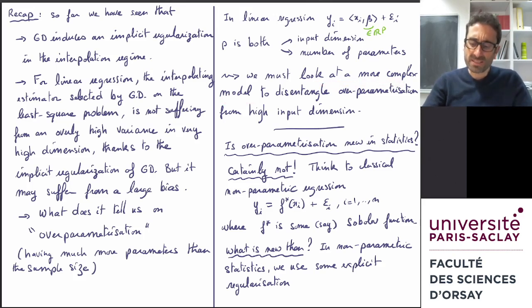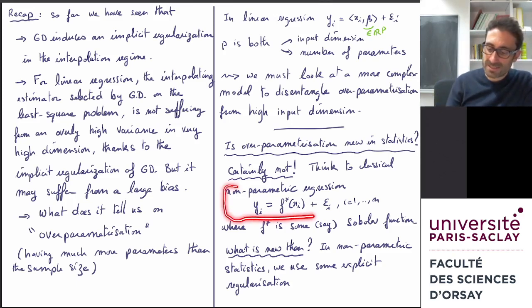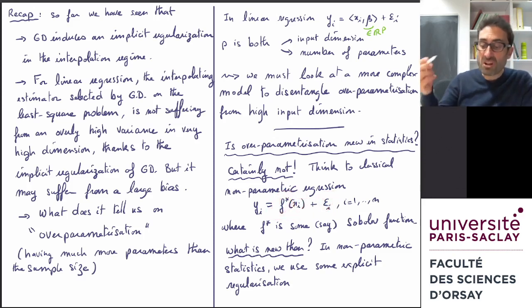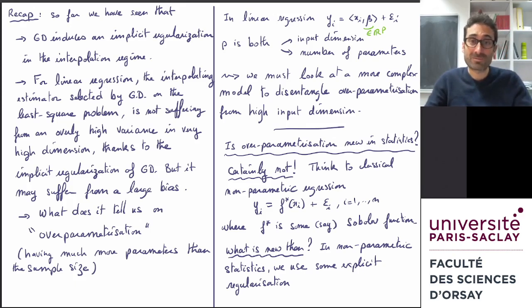So before doing this, I want to make a first short remark. I want to emphasize the fact that overparametrization is not new at all in statistics. This is really something that is very classical. When you do non-parametric regression, what are you doing? You say that you have some y, which is a function of some x plus some noise. And you say that this function is, for example, in some Sobolev space. So you have a model which is the space of all Sobolev functions. And you know that Sobolev spaces have infinite dimension, so it's much larger than the sample size. So you are really overparameterized.